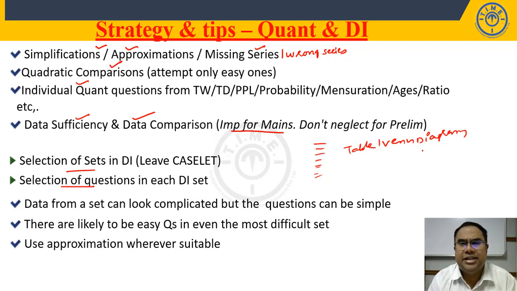Even though it is a difficult set, definitely there will be 2 or 3 easy questions. Definitely there will be 2 easy questions even in a difficult set, right? So wherever possible, use approximations and back substitution. It will help you to save time in the examination.